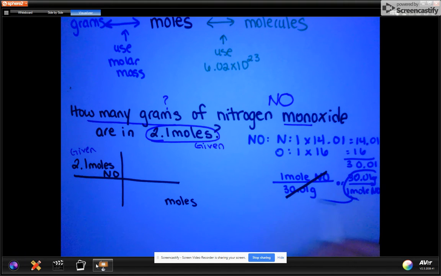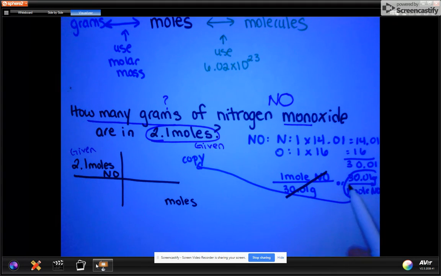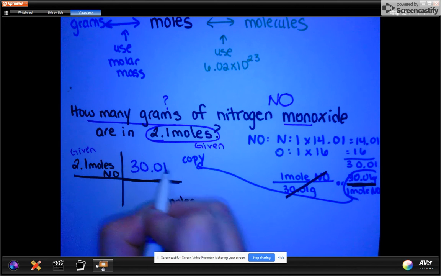We take this and we copy it. Remember, pretend that this line right here is really the same line that's here. So I'm going to take that 30.01 grams and put it on top, and I'm going to put the 1 mole on bottom. That just says 1 mole. That looks really awkward, so I'm going to put it here.